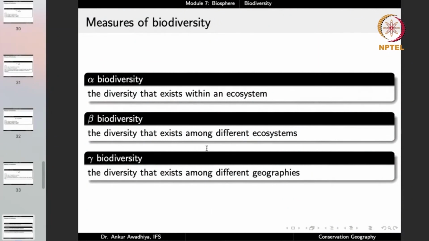Beta biodiversity is the diversity that exists among different ecosystems. So now you are comparing between different ecosystems and you are asking the question, what is the level of biodiversity? Gamma biodiversity asks the question, what is the amount of diversity among different geographies? So areas that are far off from each other.